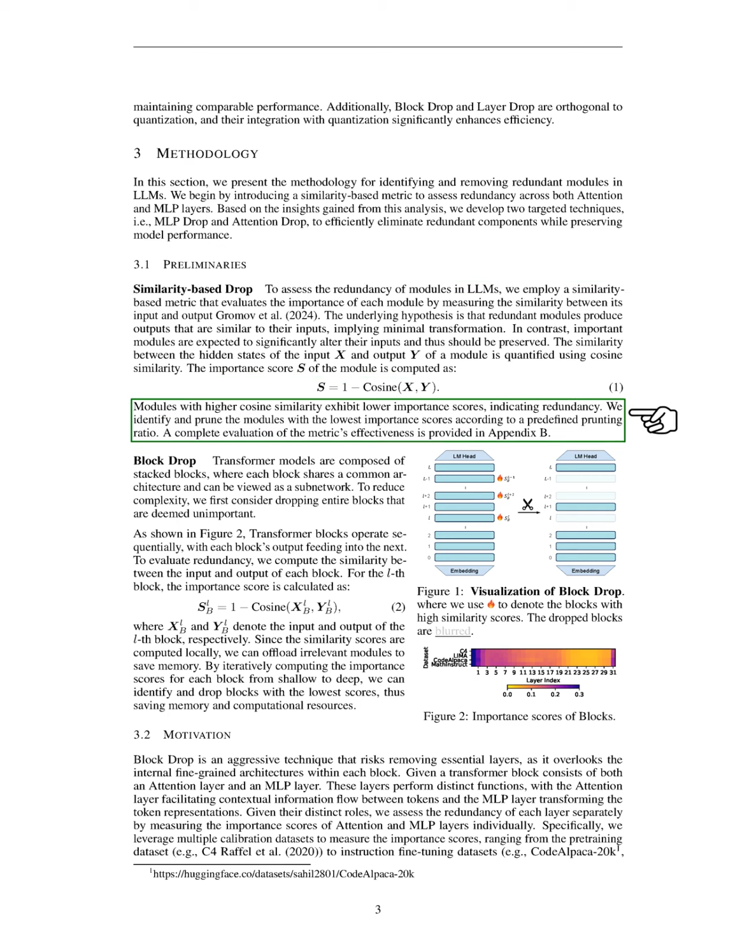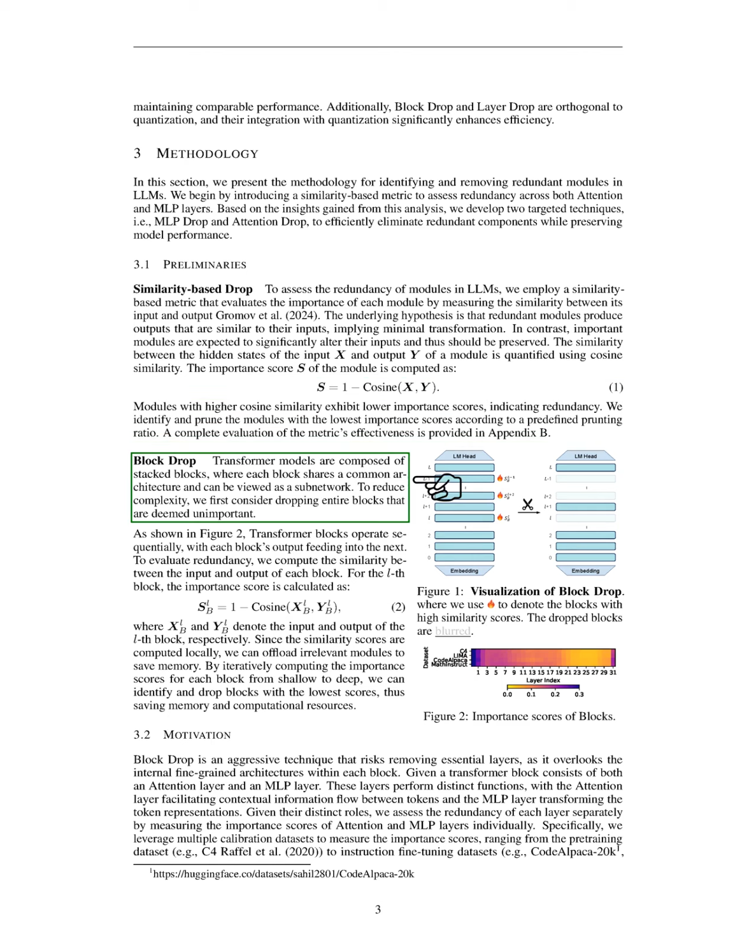We then identify and remove the modules with the lowest importance scores based on a set pruning ratio. Next, we consider the structure of transformer models, which consist of stacked blocks that function as subnetworks. To simplify the model, we first look at dropping entire blocks that are not important. We assess redundancy by calculating the similarity between the input and output of each block.